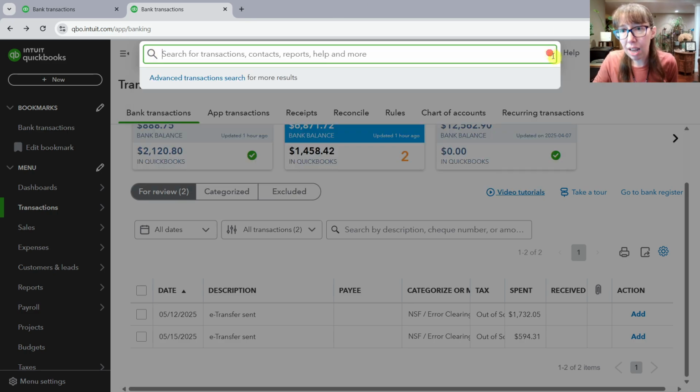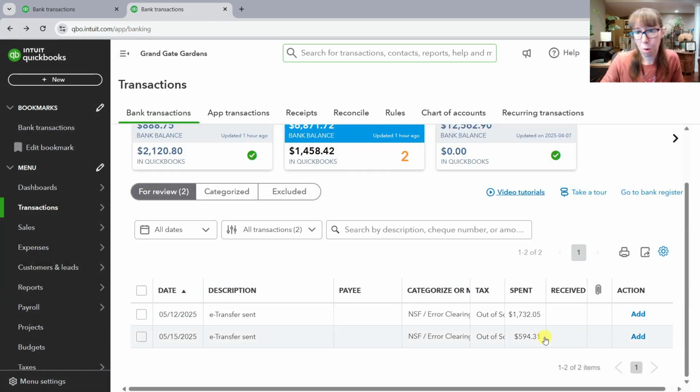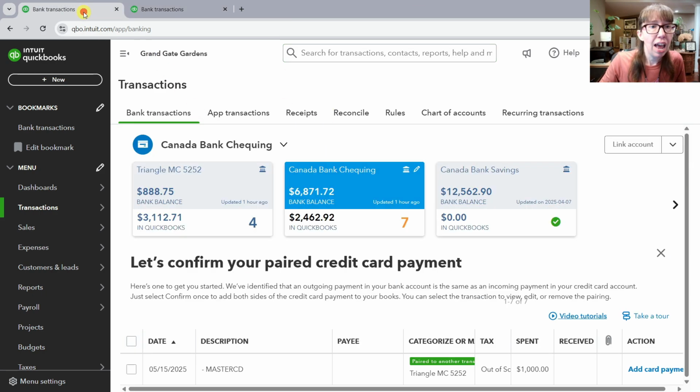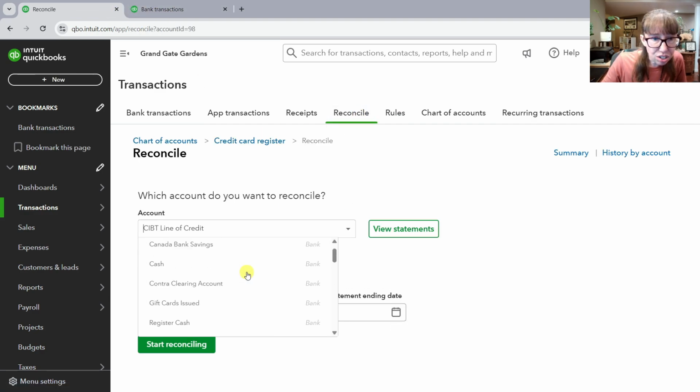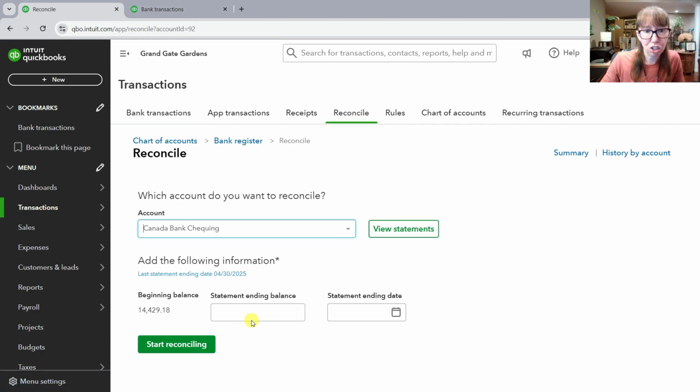So sometimes I like to see, maybe I put in a typo. Maybe I put in 594.32. So this is something that can happen when you're doing source document bookkeeping or entry-based bookkeeping instead of doing the bank feed transaction feed bookkeeping. So I keep the bank feed open and I hop on over to the reconciliation screen. So I've got 2 tabs going and I just crack open the Canada Bank checking.